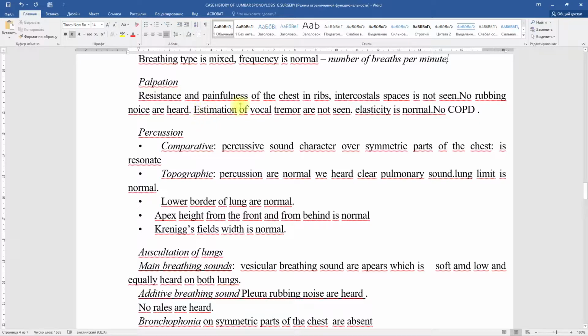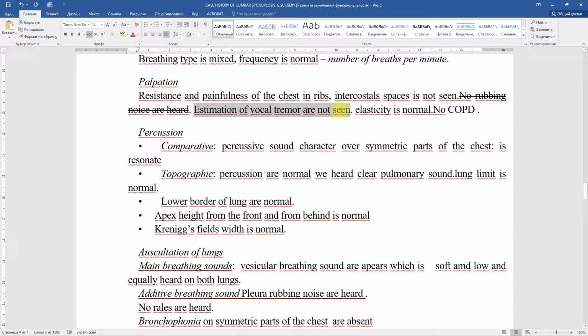Palpation. Noise of rubbing is a sign which you find out during auscultation. You don't recognize noises during palpation. If you hear something, that's a part of auscultation, so it doesn't go here.